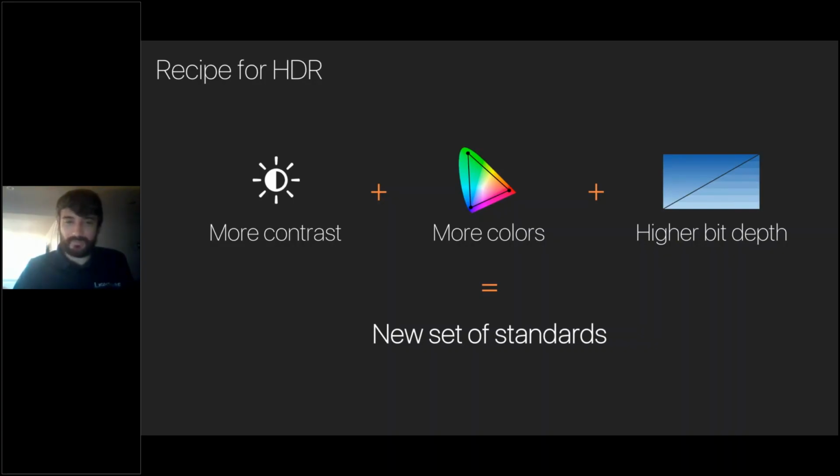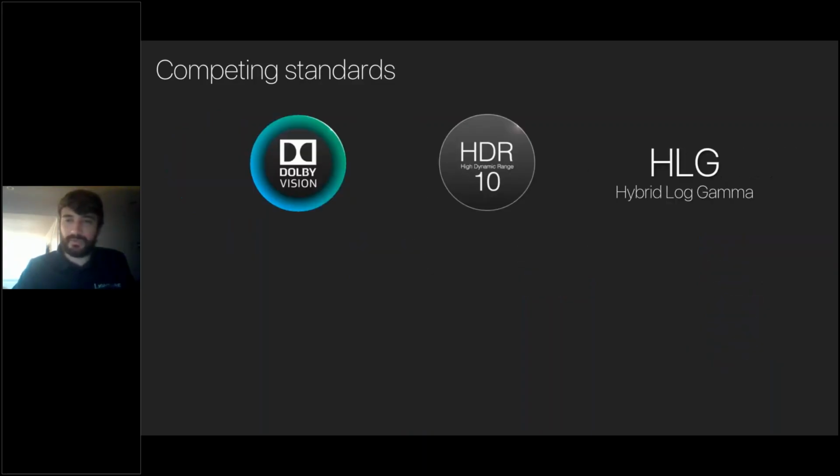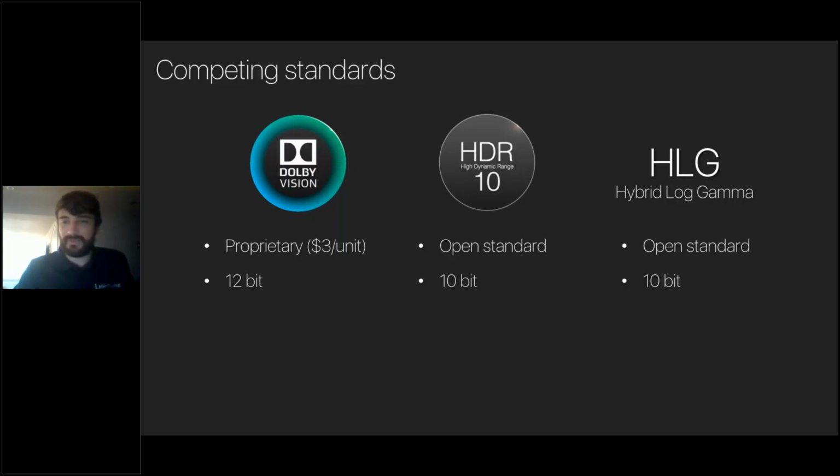So let's take a look at some of the competing HDR standards at the moment. There's 4 major players. There's Dolby Vision, HDR10, Hybrid Log Gamma, and SL HDR1. HDMI doesn't support SL HDR1, so let's exclude it from our comparison. Dolby Vision is a proprietary standard, so everyone who wants to use it has to pay a license fee. HDR10, on the other hand, is an open standard, and the same with HLG, so anyone can use it. Dolby Vision has gone with the 12-bit color depth. HDR10, as the name suggests, has 10-bit color, and HLG is also 10 bits.